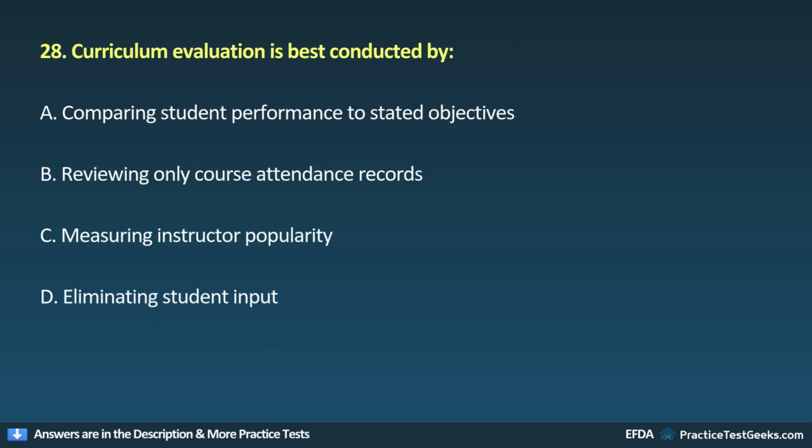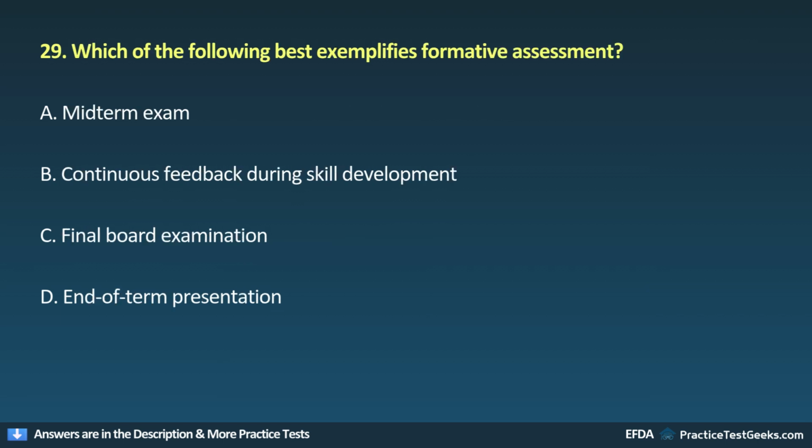28. Curriculum evaluation is best conducted by doing what? A. Comparing student performance to stated objectives. B. Reviewing only course attendance records. C. Measuring instructor popularity. D. Eliminating student input. 29. Which of the following best exemplifies formative assessment?